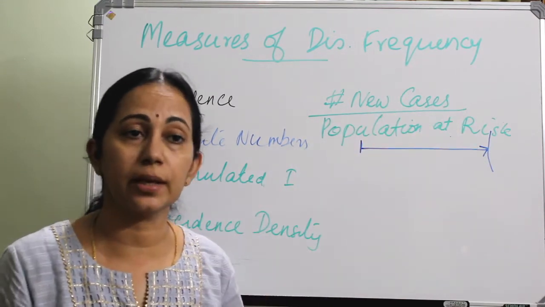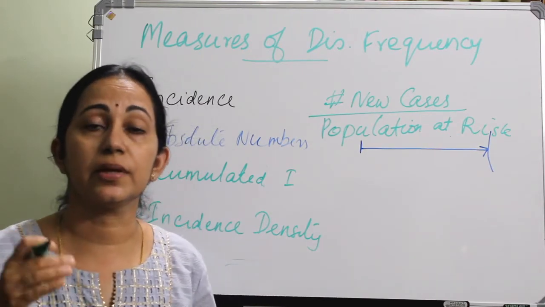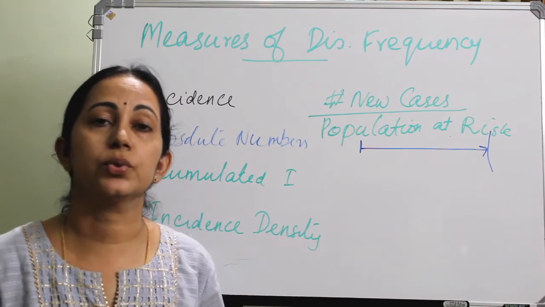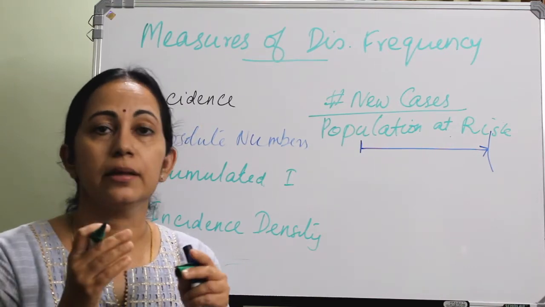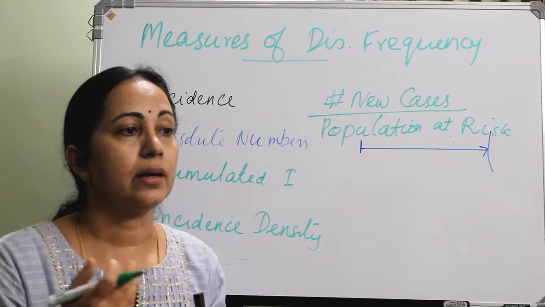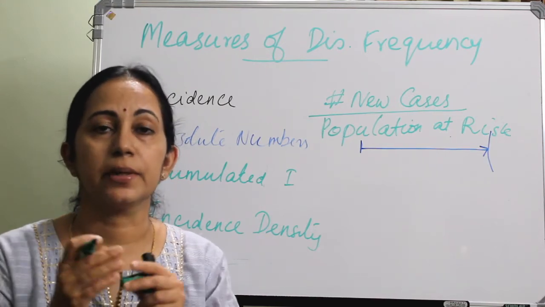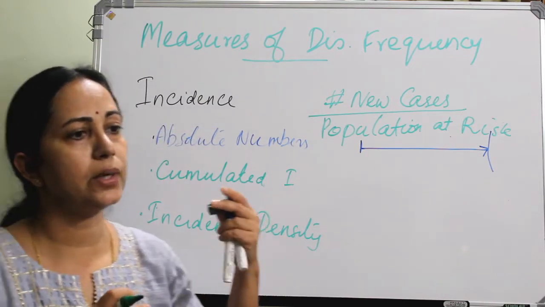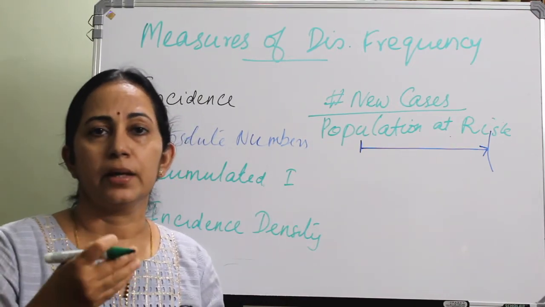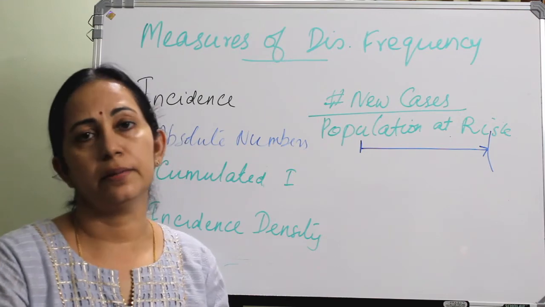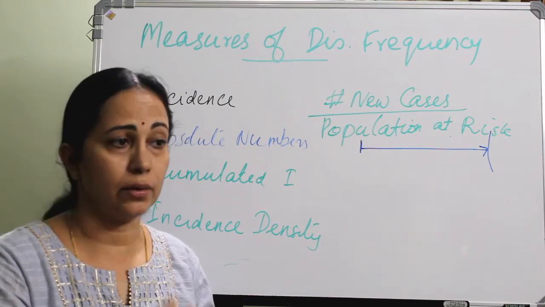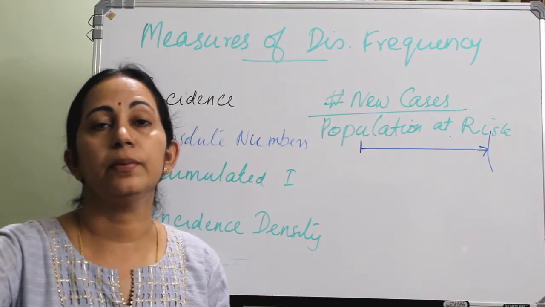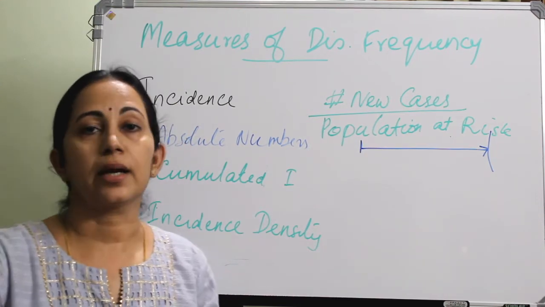So we can exclude those people who have already had the disease, and also we will exclude certain groups. For example, we will exclude biological females from a study on testicular cancers. And the follow-up period also varies. For a disease having a short time period, like a common cold, it is short, and in some cases the follow-up period will be very long, like in a carcinoma.